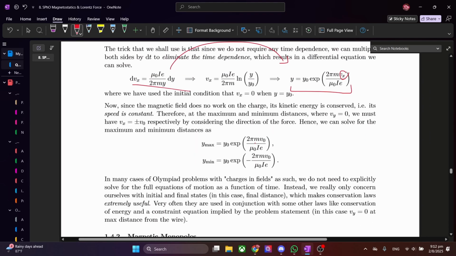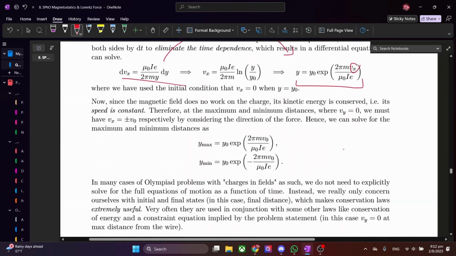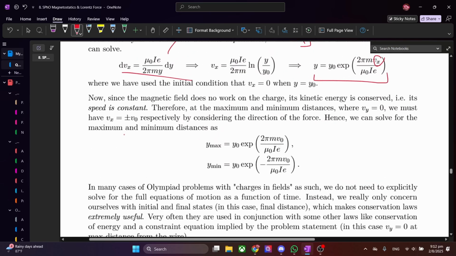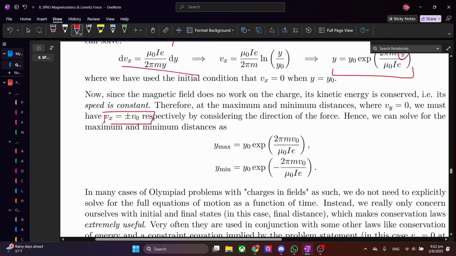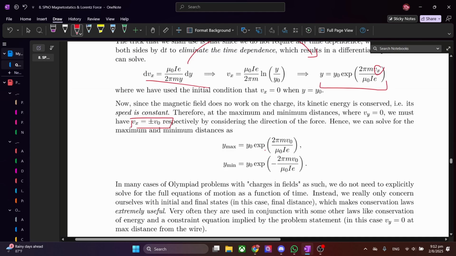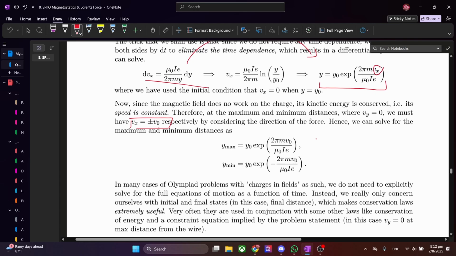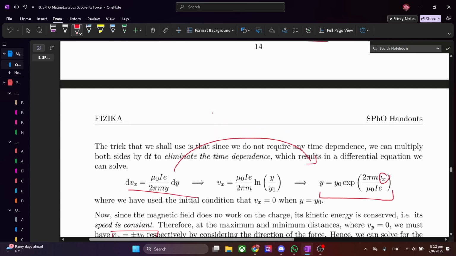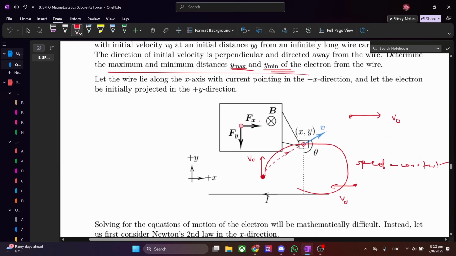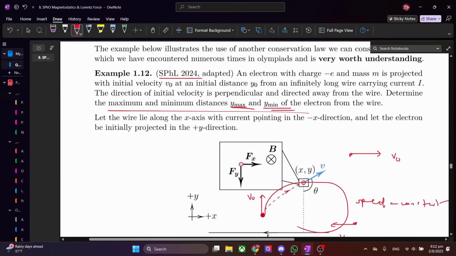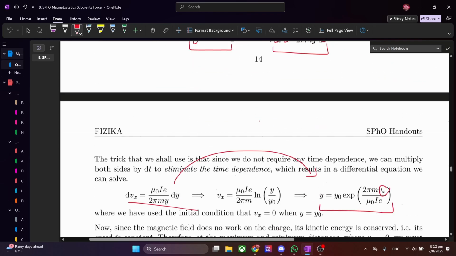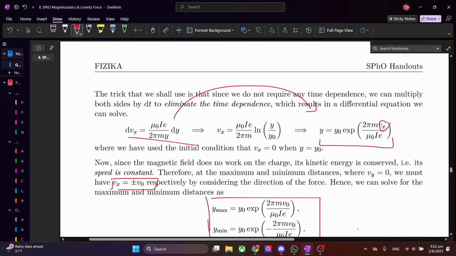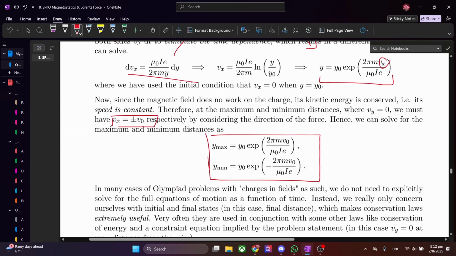But so now we have the information that at the maximum and minimum distances, our x velocities are plus and minus v naught respectively. And you can just consider the direction of force yourself. And we can solve for the maximum and minimum distances as this. So we turn a problem that initially looks very intimidating, where we have to solve for the trajectories, into a very simple problem where all we did was just plug in the speed.